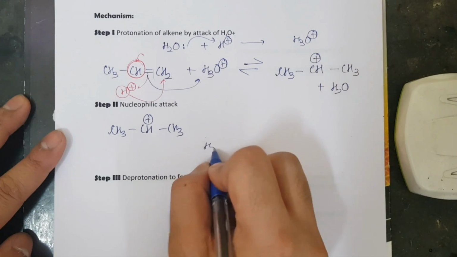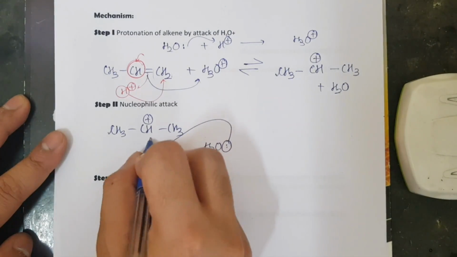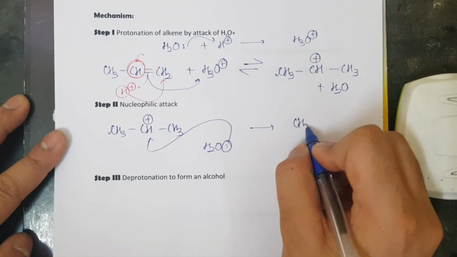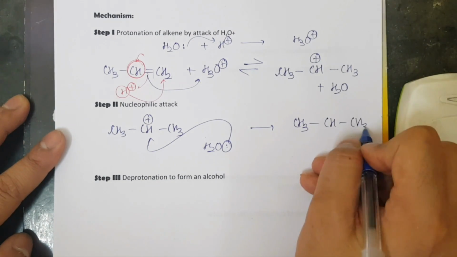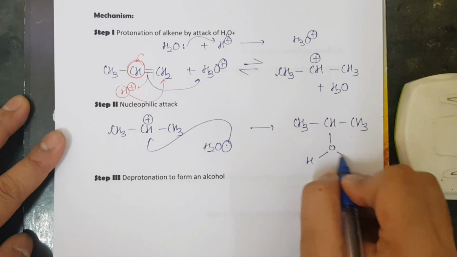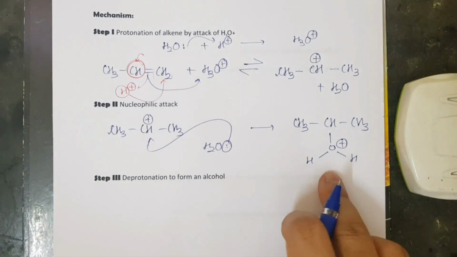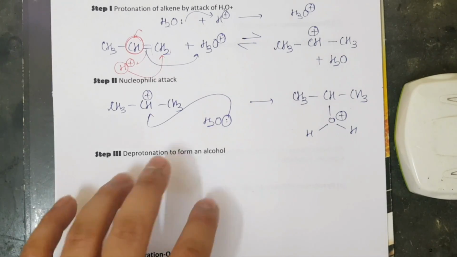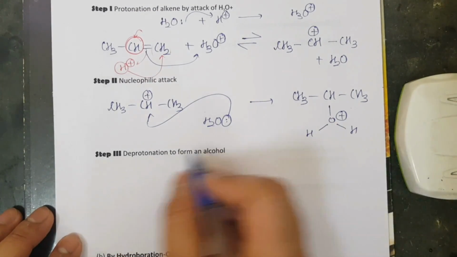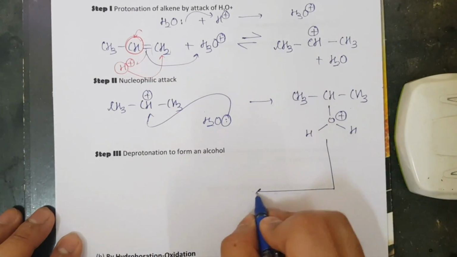What is electron rich? H2O, which has a lone pair on oxygen, will go and attack this, giving me the formation of CH3, CH, CH3, O, H and H plus. So we have got the formation of this particular thing which I have written. The next step is the deprotonation of this to form an alcohol.